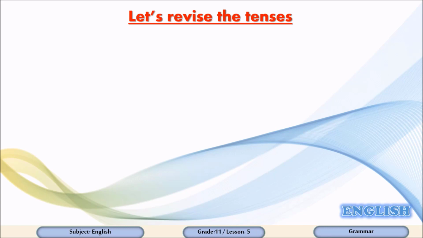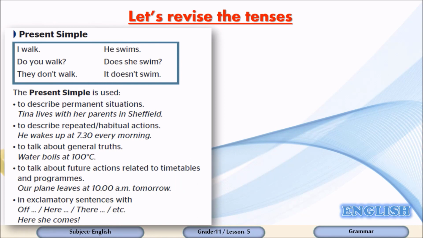Coming to the first tense, the present simple. The present simple is used to describe permanent situations, as in: Tina lives with her parents. 2. To describe repeated habitual actions. For example, he wakes up at 7:30 every morning. 3. To talk about general truth. For example, water boils at 100°C.